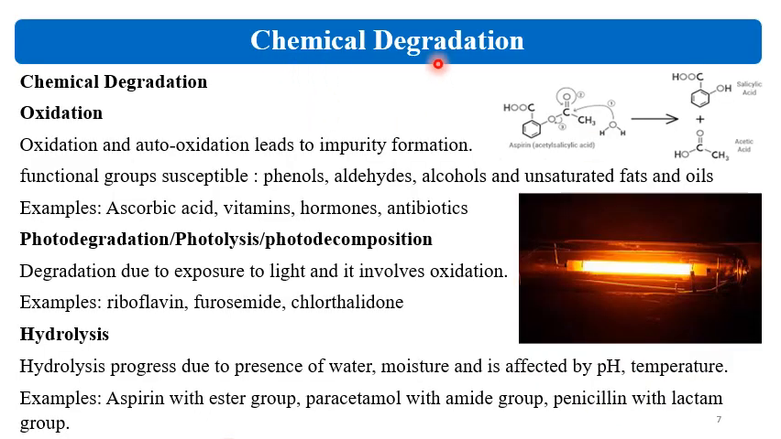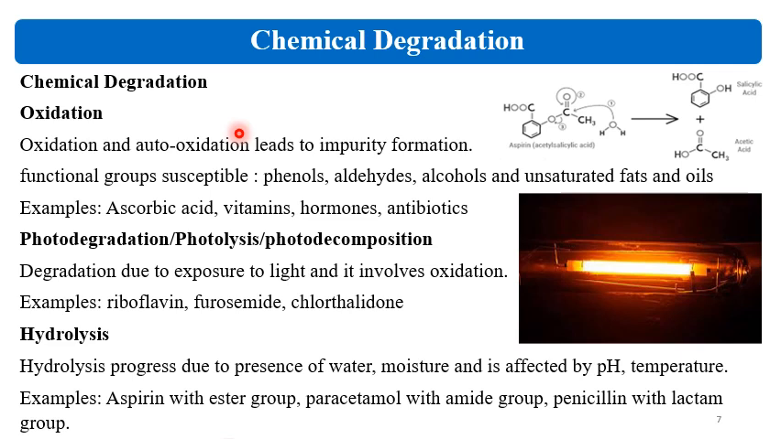Then coming to the chemical degradation. Impurities may get formed due to this chemical degradation. Chemical degradation pathways involve oxidation, photodegradation, hydrolysis, decarboxylation, and many more. Oxidation is one of the most important and obvious types of degradation. Oxidation involves auto-oxidation, oxidation due to free radicals, oxidation due to peroxides, and many more. Oxidation and auto-oxidation lead to impurity formation.